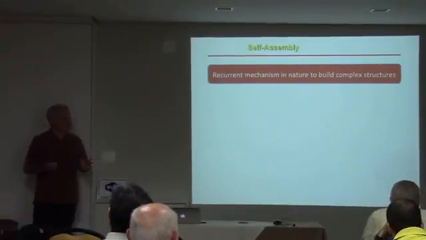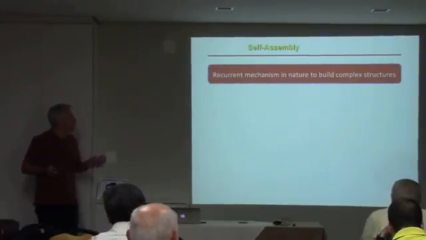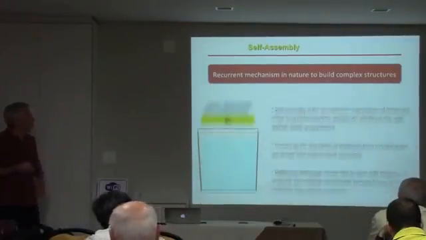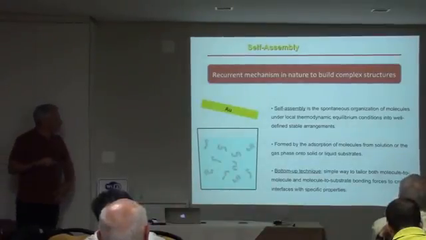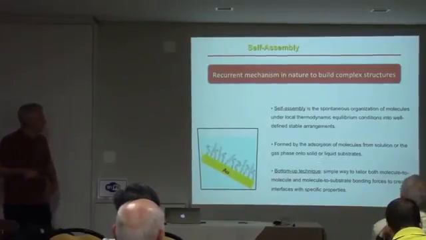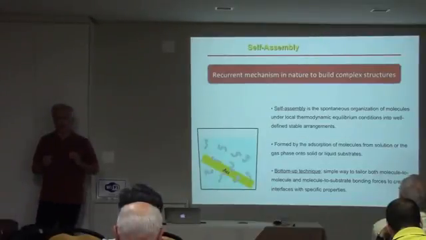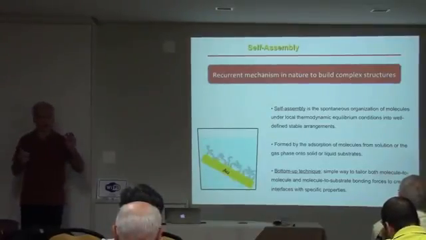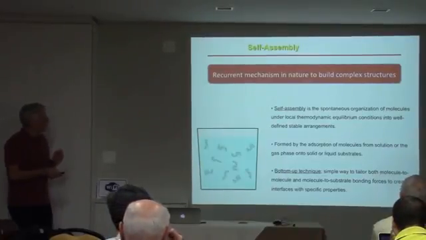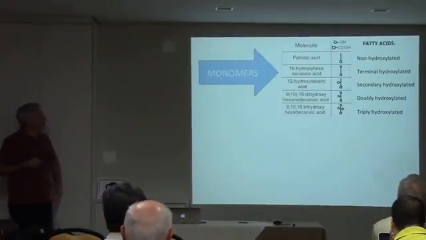How can these monomers form the polymer? Well, they use the self-assembly process, which is a well-known recurrent mechanism in nature to build a complex structure. We have used this strategy as well, as a bottom-up technique like in electrochemistry, to build specific monolayers with different properties. But how does it work in nature for this kind of biopolymer?